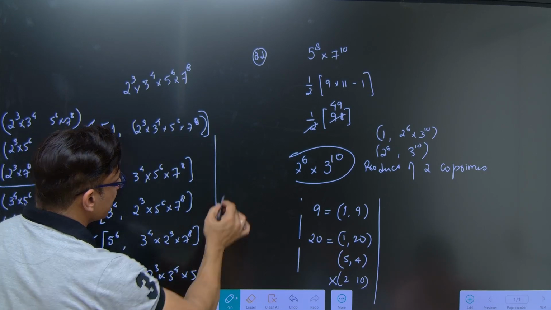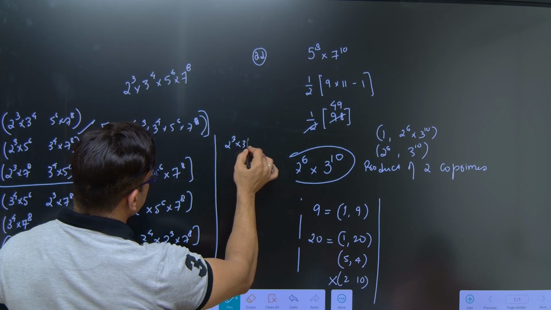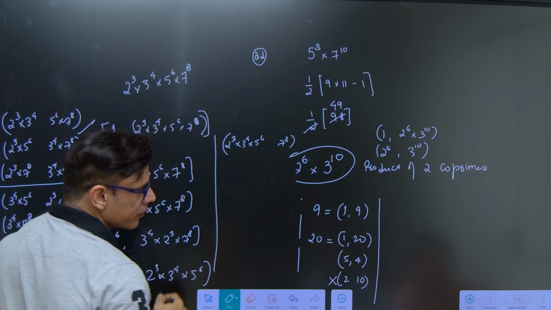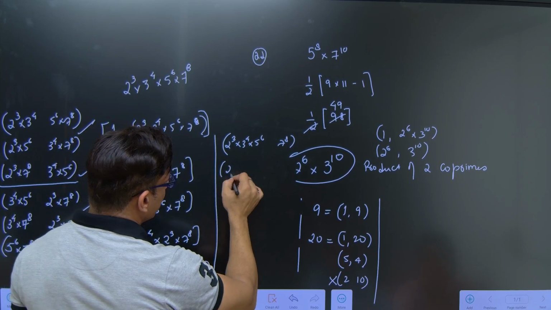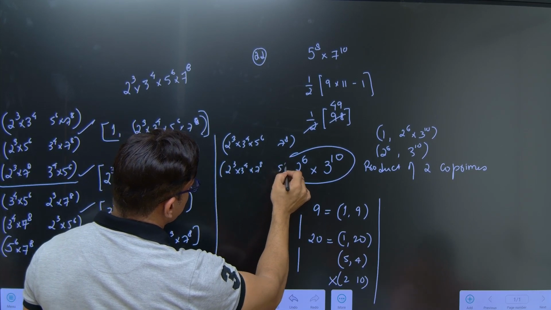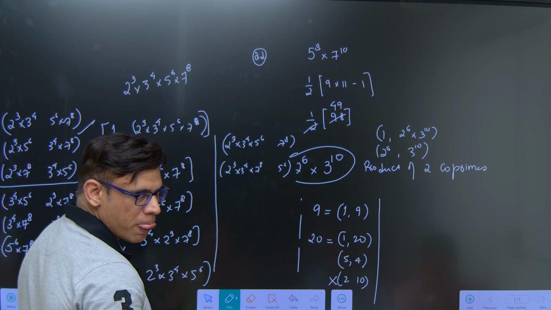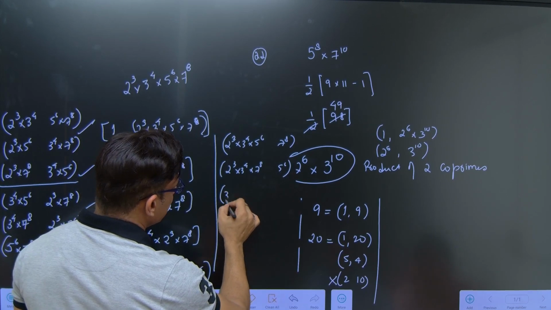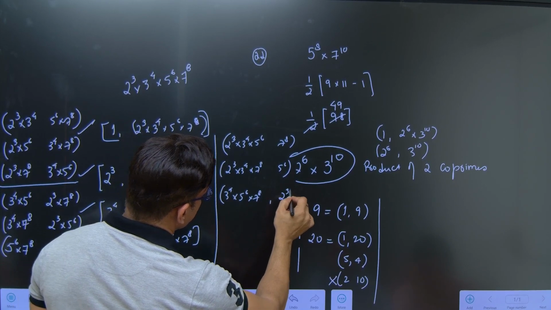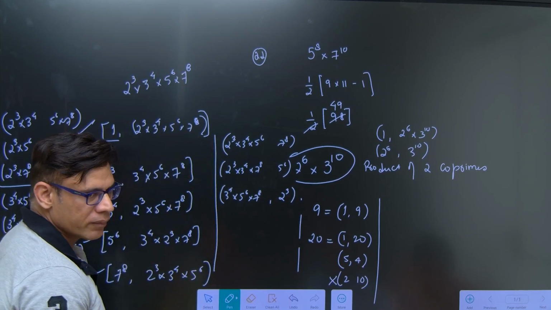3 means you have 2 cube into 3 raised power 4 into 5 raised power 6 and 7 raised to the power 8. Then you can have 2 cube into 3 raised power 4 into 7 raised to the power 8 into 5 raised power 6. This will also happen. Then you can make 3 raised power 4 into 5 raised power 6 into 7 raised power 8 and 2 cube. So that is done.